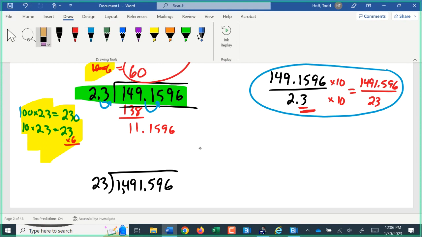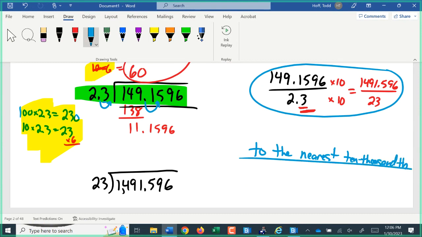So anyway, now we have to do the division with the decimal still in our dividend. Let's say that we want this to the nearest 10,000th. So let's see how that goes. Nearest 10,000th, we want our answer.